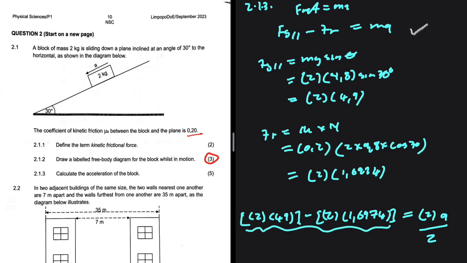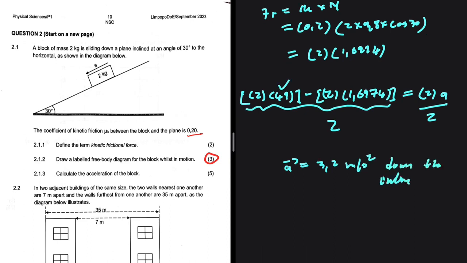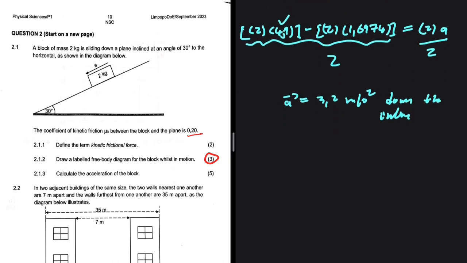So let's just go ahead and do that. And we get an acceleration that is equal to 3.2 meters per second squared down the incline. This right here is 4.9 and not 14.9. But anyway, that is 2.1.3.